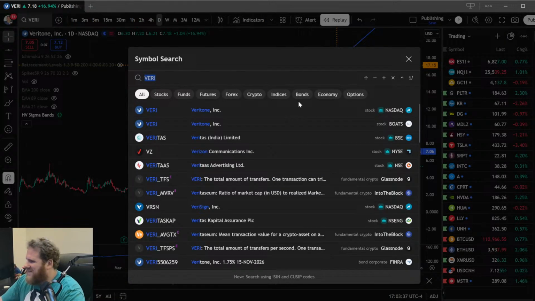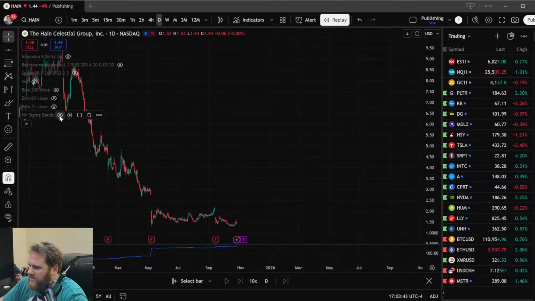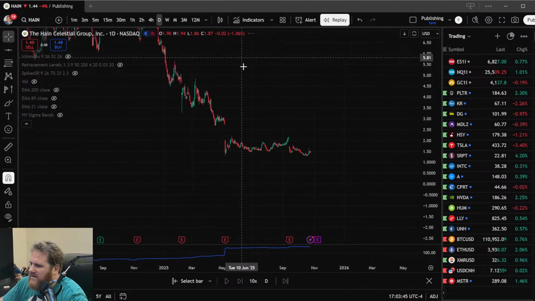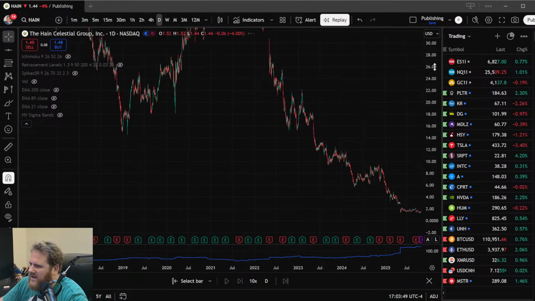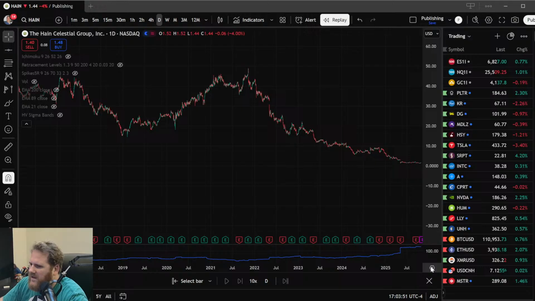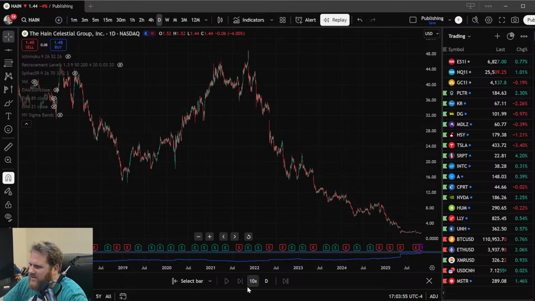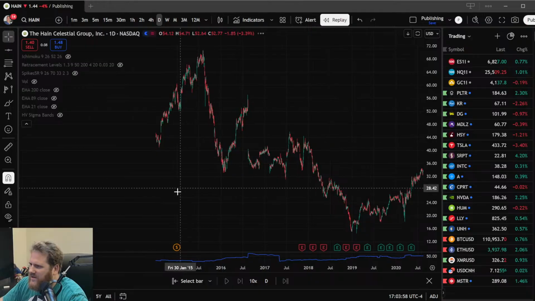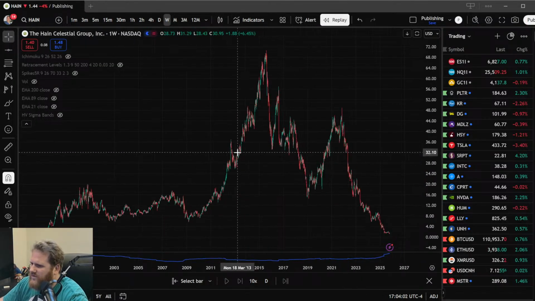The bear, he sleeps. All right, let's see here. Hey, Hain Celestial Group. That is something I like. It's kind of looking dead. Celestial Group. Are they trying to go to the stars? What's Celestial? Oh, wow.